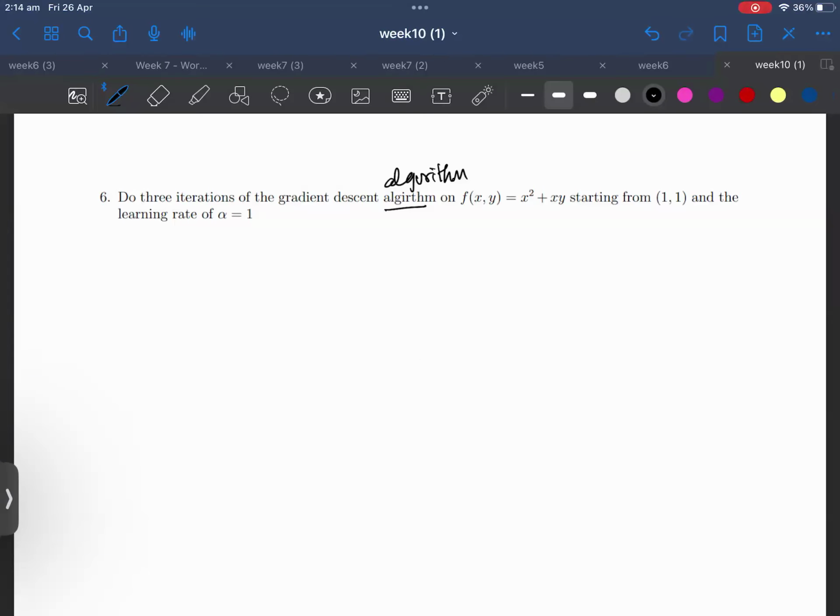So question number 6: do 3 iterations of the gradient descent algorithm on f(x,y) equal to x power 2 plus xy, starting from (1,1), with a learning rate of alpha equal to 1. So the solution is here. In this case, we need to find the gradient first. So let's find the gradient.